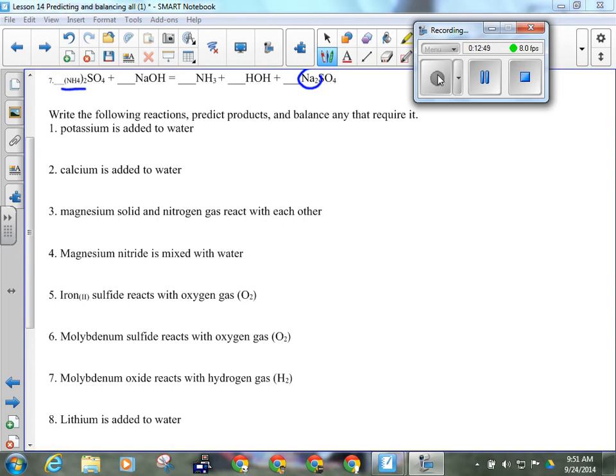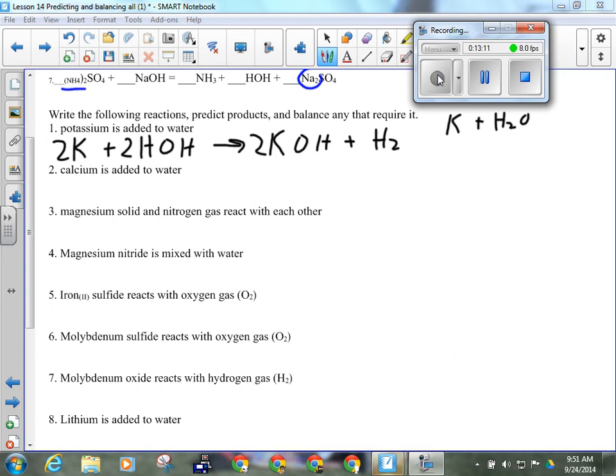What I have in my key is this: K is added to HOH, which produces KOH and H2, and then you have to balance, so you go back and balance it, okay? But you could also write it like this: K plus H2O, in which case you would do a single replacement reaction that would end up with K2O plus H2, which would also be right. So there are 2 possible correct answers for that one, and the second one works exactly the same way.